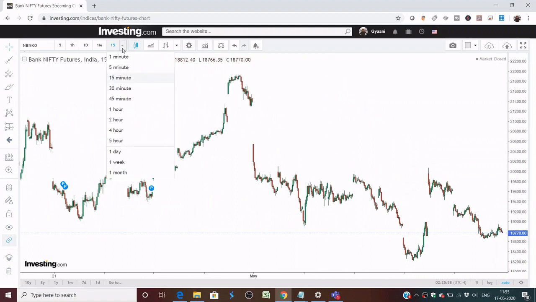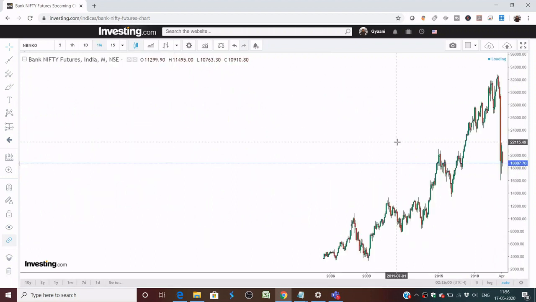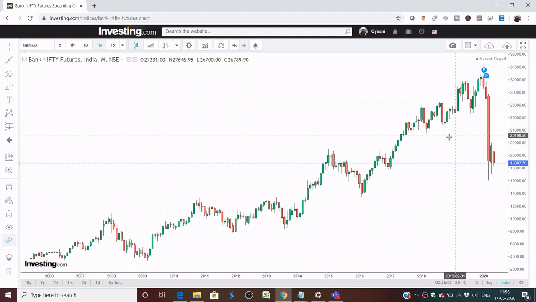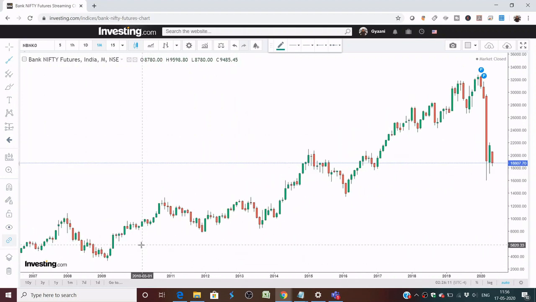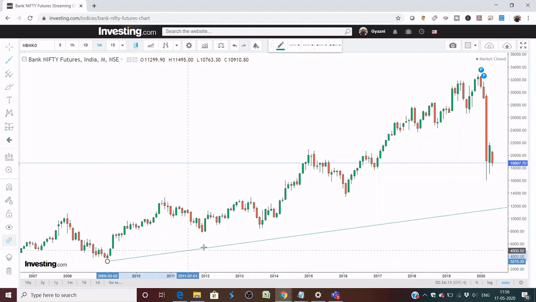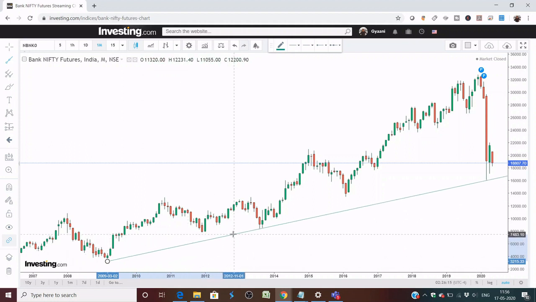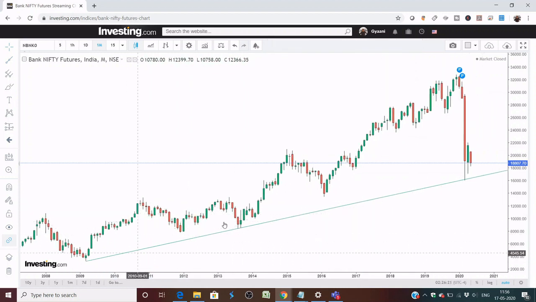Let's go to a higher time frame and start analyzing from the 1 month period. So 1 month we have seen. So we will put a line from here, which was the lowest point. Okay, so we have 3 touches on the line, which is good. So this is the major trend line. Okay, so the market has bounced from this line and it is holding up.